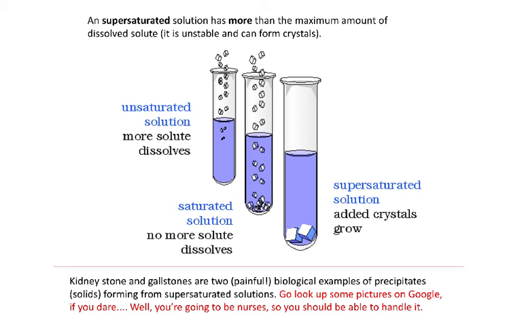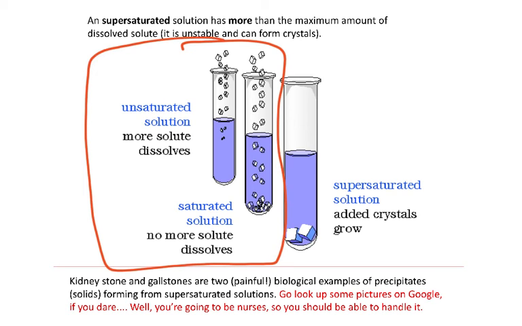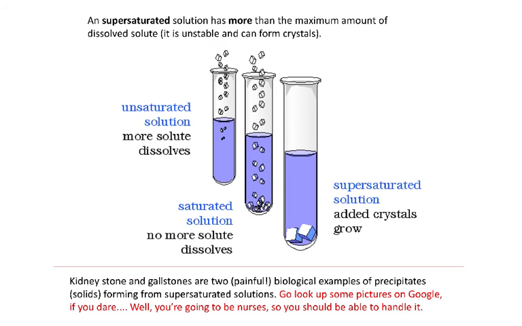And so we have an unsaturated solution. Just these first two is kind of a review. The last slide means that more solute can dissolve. Once you hit the saturation point, no more solute dissolves, but it's possible to have a supersaturated solution which has more than the maximum amount dissolved. And eventually, what you'd probably end up with is crystals growing because this is an unstable solution.